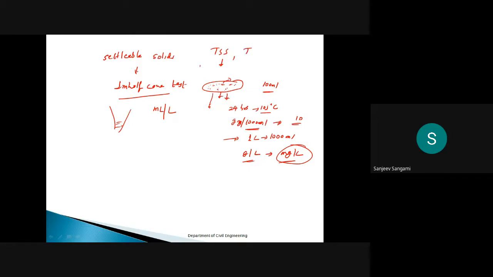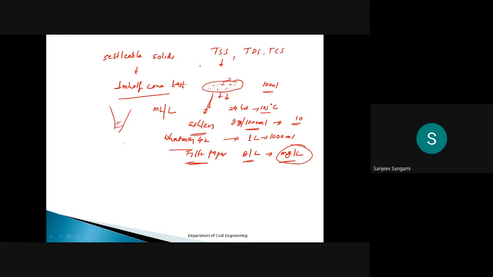Then total dissolved solids and total colloidal solids. Whenever you are filtering through the filter paper, this is an ashless filter paper. Even if you burn it, you won't get any ash. So you have to use ashless filter paper. That brand is Whatman 42 filter paper, which you have to use.